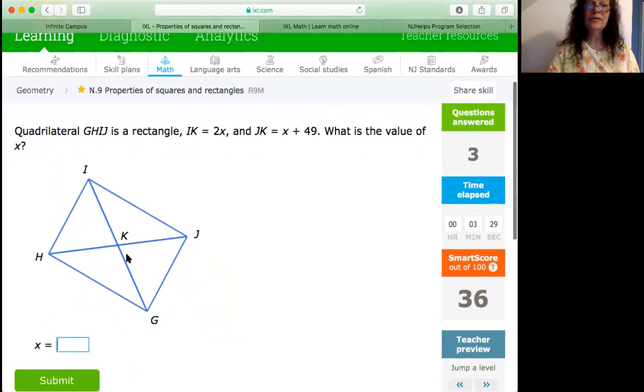IK, the shape is a rectangle. IK equals 2x, and JK is x plus 49. So what do you know about the diagonals? They bisect each other and they are all congruent to each other. So that means 2x equals x plus 49. You subtract x from both sides, you get x equals 49, okay?